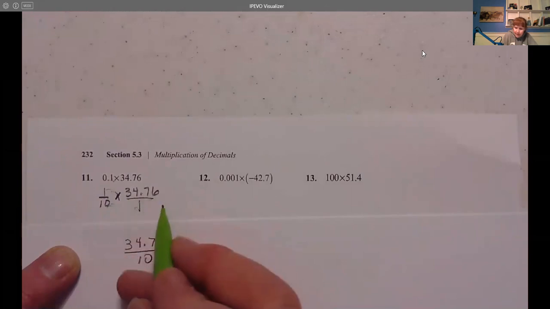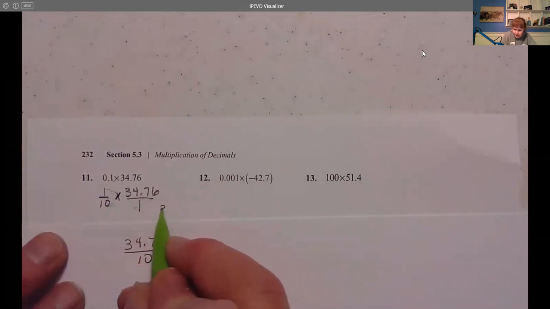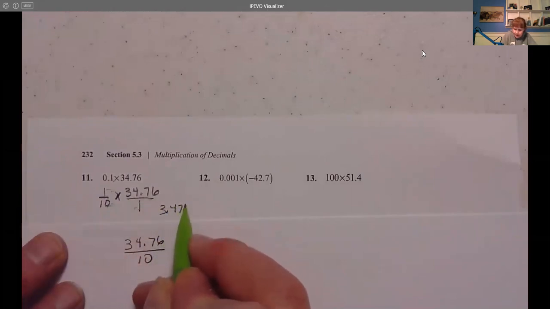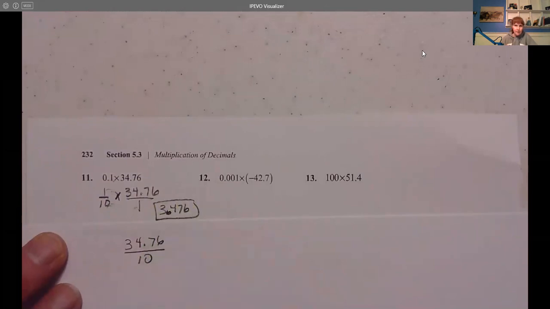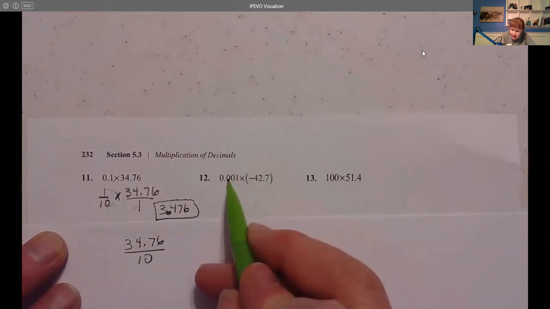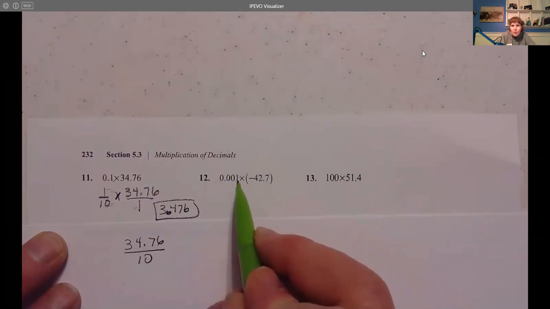So 3.476 would be the answer there. 3.476. You move it to the left once. Well, this is tenths, hundredths, thousandths, 3 zeros. So you're going to move the decimal to the left 3 times.